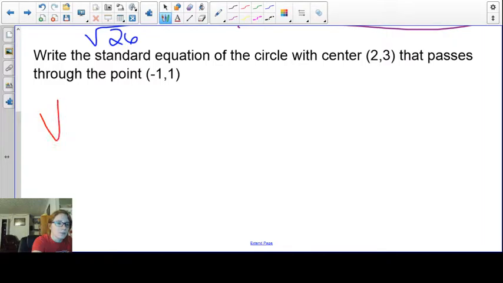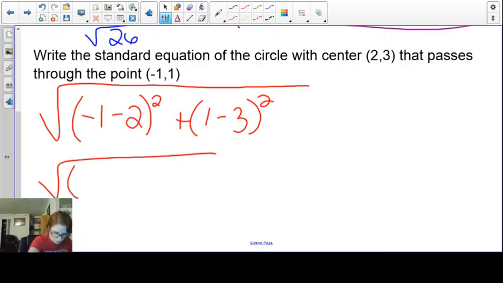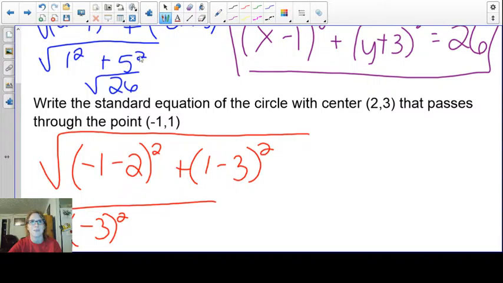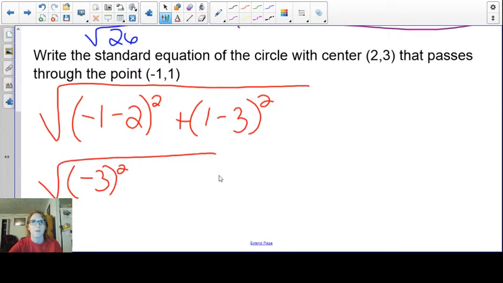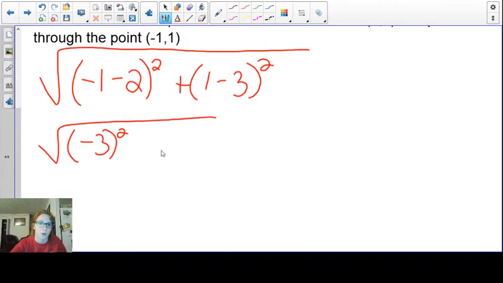All right, so same idea. I'm going to start with the square root of my point of -1 minus my center, plus the point minus my center. So I have the square root of -3 squared. Now these are all essentially in parentheses, but when they're positive, I don't really need the parentheses. When they are negative, however, I need to make sure I put those parentheses around it so that I get the correct answer.